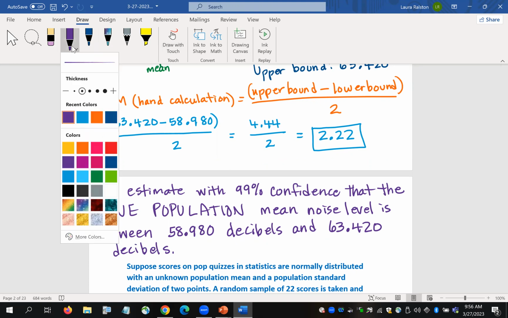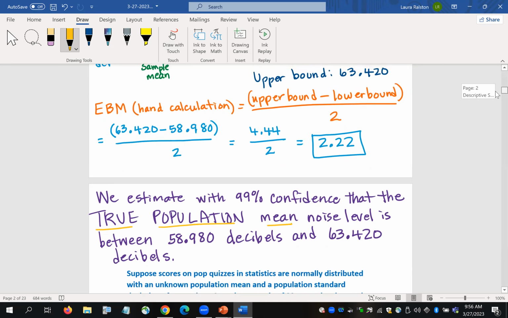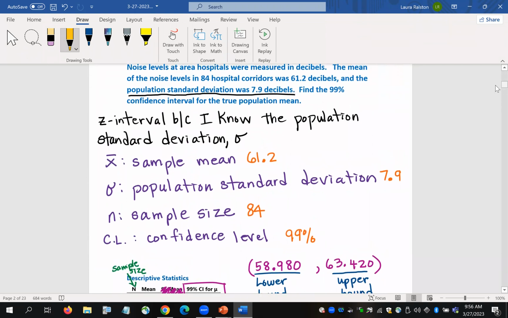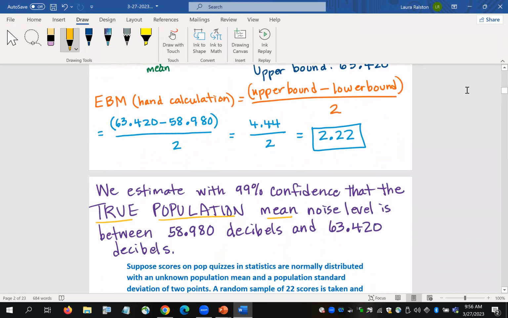Now, a couple of things I want to point out about that conclusion. It's important that you say true population mean, and then you describe whatever that mean is, because if you go back, the question asks you to find the confidence interval for the true population mean. And in this problem, we were talking about noise levels. So I had to identify that.